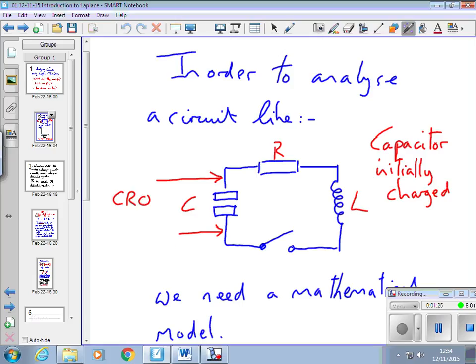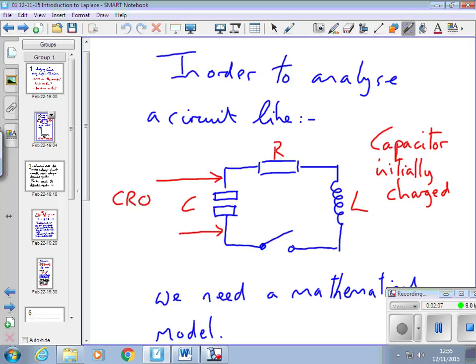Now, if I were to put a step voltage across a circuit like this, or in this situation, if I had a charged capacitor, and then I close this switch, something will happen in the circuit before it drops down to a steady state. And that period of time during which we're waiting for a circuit to settle down to a steady state is called the transient period. And what we're after is finding out what happens to this circuit during that transient period.